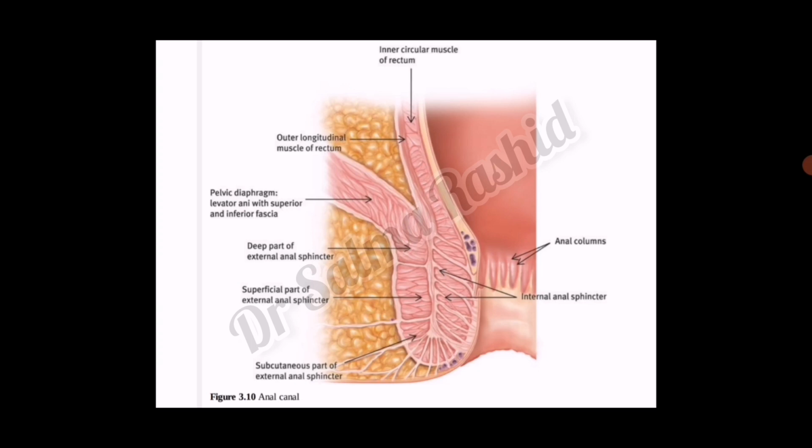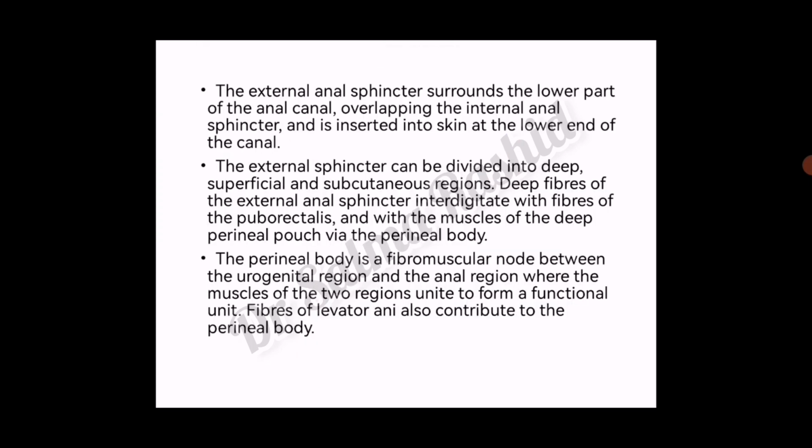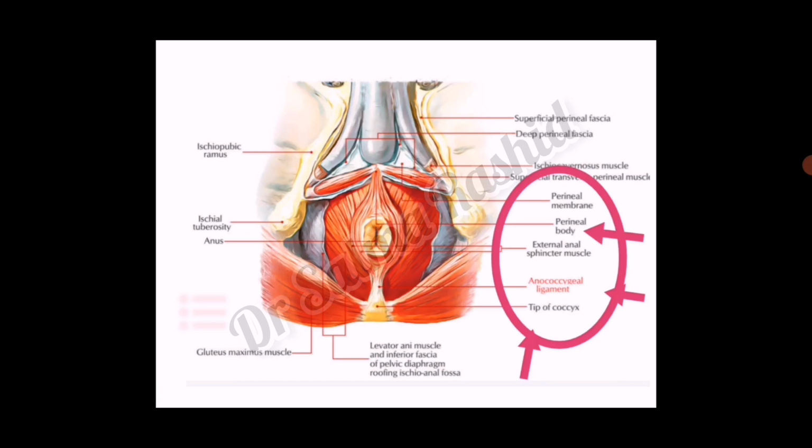ani muscle. The perineal body is a fibromuscular node between the urogenital region and the anal region, where the muscles of the two regions unite to form a functional unit. Fibers of levator ani also contribute to the perineal body. Now, the perineal body is a fibromuscular structure which is present between the genital opening and the anal opening.